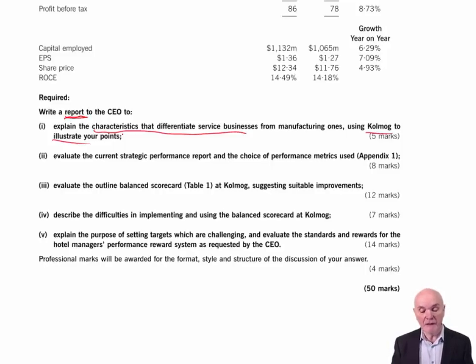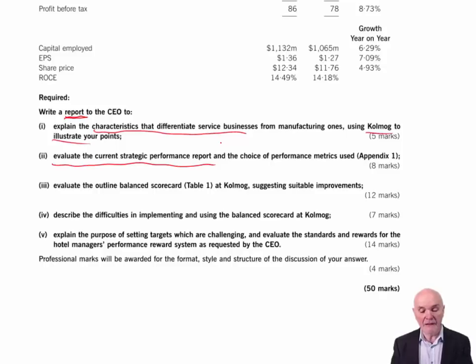Secondly, evaluate the current strategic performance report and the choice of performance metrics used in Appendix I. This evaluation of current performance reports is a very common requirement. Evaluation implies potentially plus and minus, almost pros and cons. There's a judgment going on in evaluation, and you should be prepared to criticize. There may be some good points, but on balance, if it's going to be worthwhile as a question, there's going to be quite a lot of criticism that you should be looking for when you come to look at this performance report.